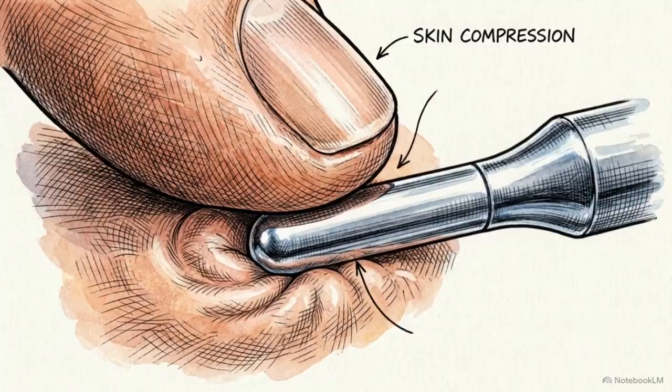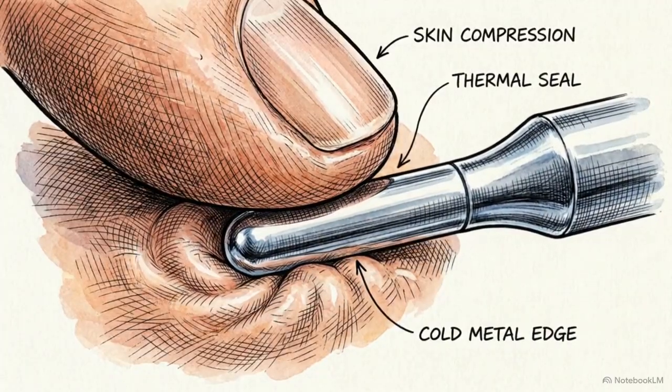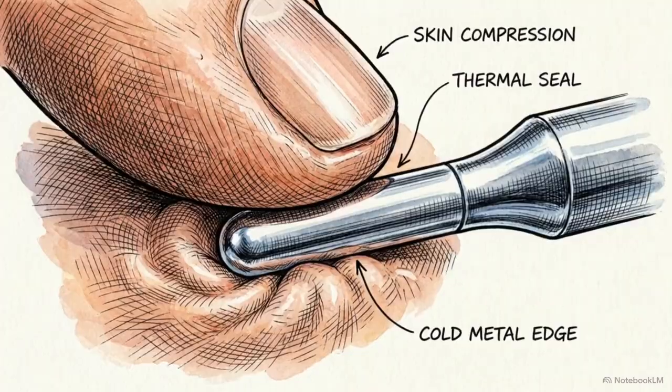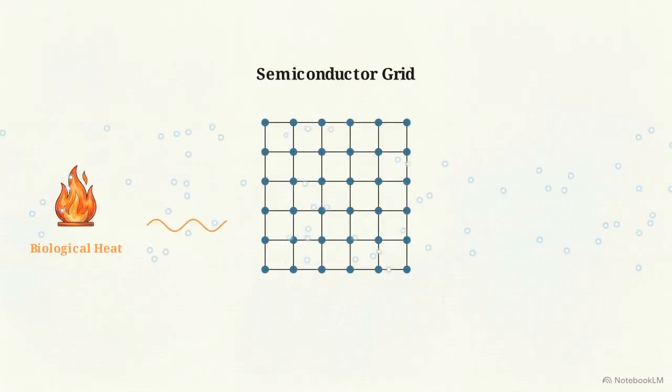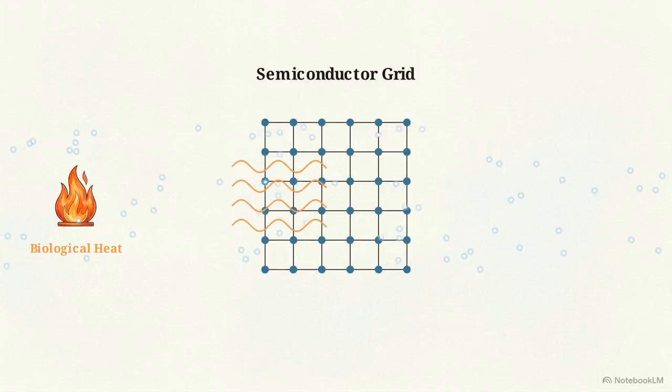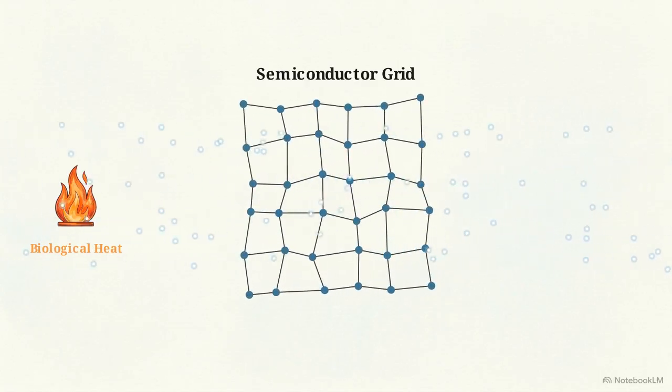When human tissue presses firmly against the thermometer's smooth metallic tip, thermal energy begins transferring. Housed safely beneath that metal casing is a highly specialized semiconductor known as a thermistor. As biological heat enters the device, the semiconductor's internal structure absorbs energy and loosens, causing electrical resistance to drop.